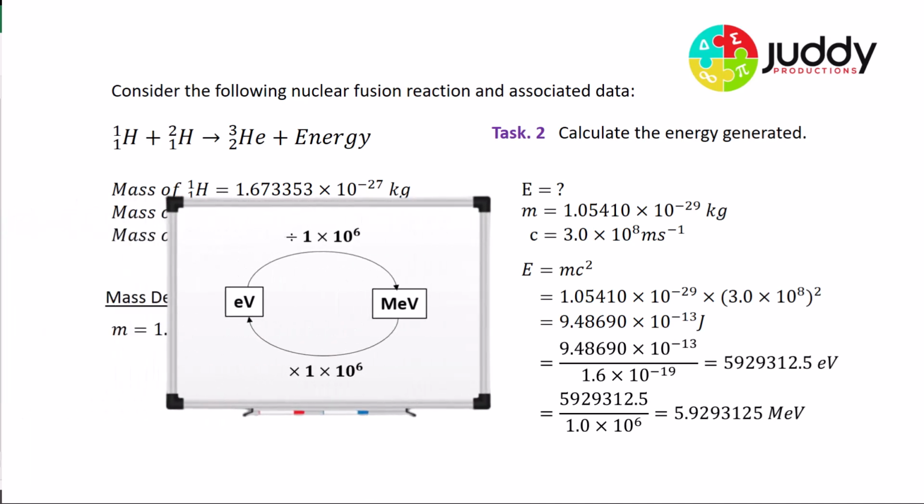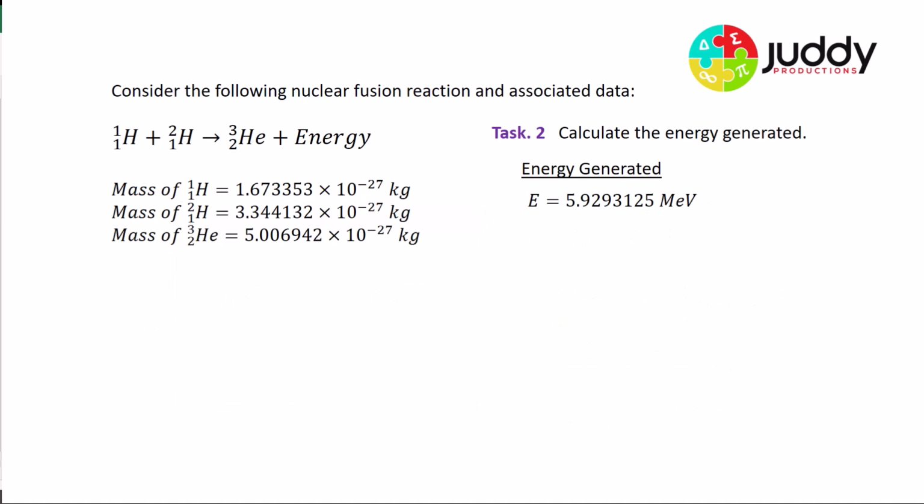Of course, this is more commonly expressed as mega electron volts. So to convert to mega electron volts, we're just dividing by a million, or 10^6. Effectively, we're moving the decimal place 6 places to the left from our previous calculation. So that leaves us with the energy being generated in this reaction of 5.9293125 mega electron volts.